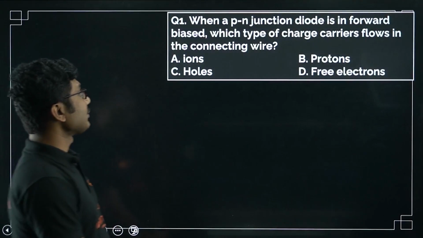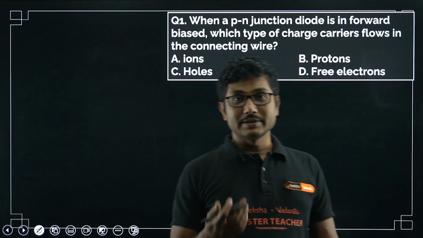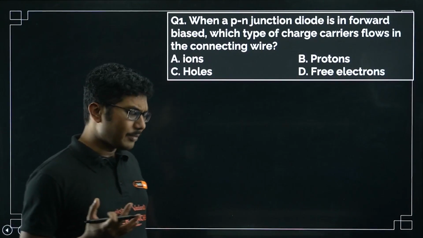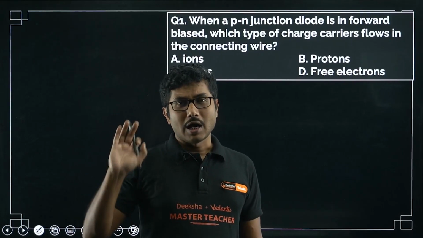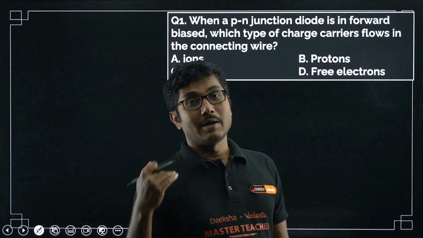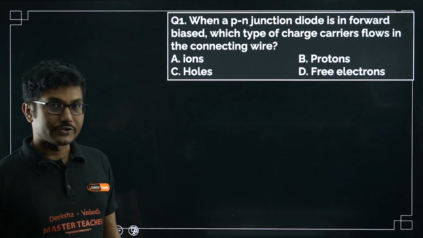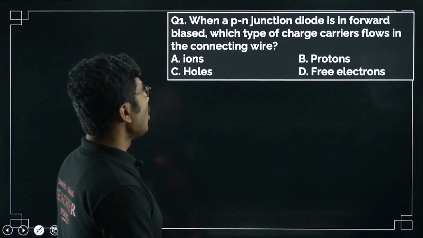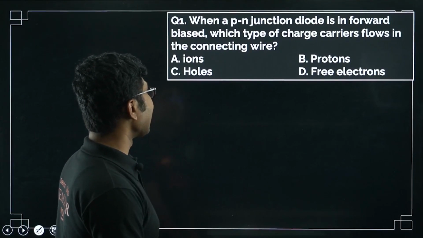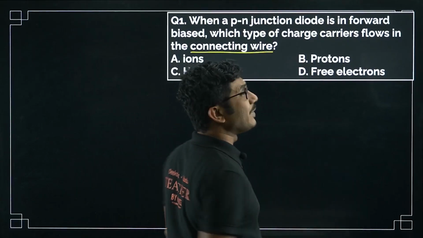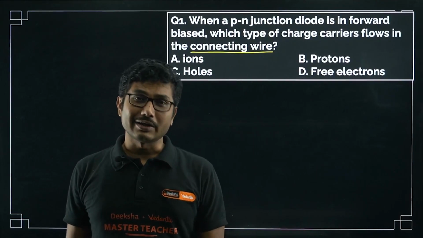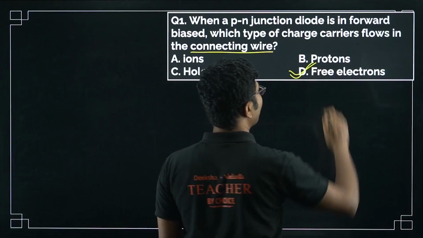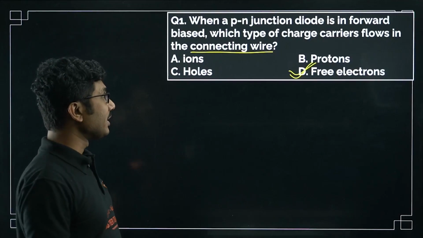Let's check the first question. The questions are not super difficult as you might be thinking. Some questions will be difficult, but overall out of the 7-8 questions that you are going to get, 5 to 6 questions will be easy, 1 to 2 questions will be difficult. Let's see. When a PN junction diode is forward biased, which type of charge carrier flows in the connecting wire? Now the connecting wire is made up of conductors, and in conductors only electrons can flow, nothing else can flow, so only free electrons can flow in a conducting wire. So the answer will be option D, free electrons.